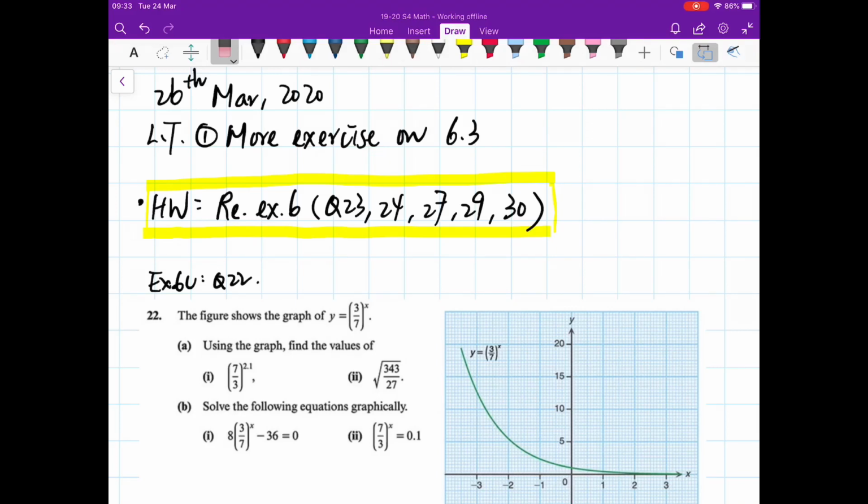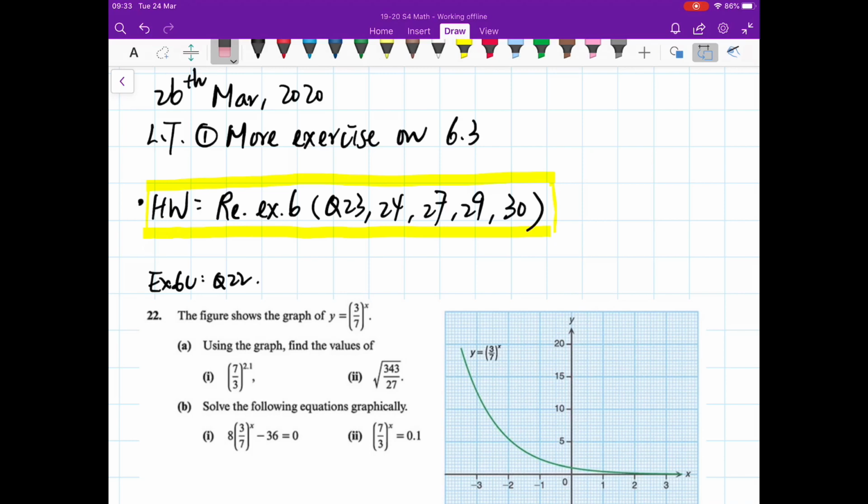Hi everyone, in today's lesson, I will give you some more exercise on section 6.3, and for today's homework, that is revision exercise 6, question 23, 24, 27, 29, and 30.